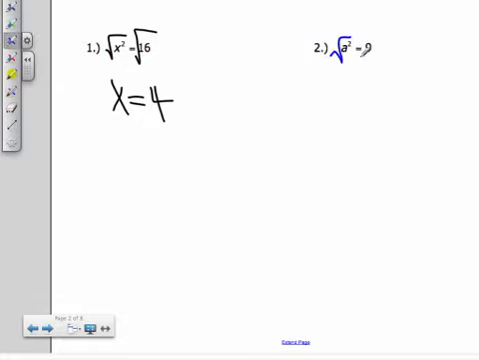Now remember, technically, you should get x equals plus or minus 4 and a equals plus or minus 3. But with Pythagorean theorem, we're going to be using it to find sides of right triangles, and we can only have positive numbers, so we'll only worry about the positive answers.